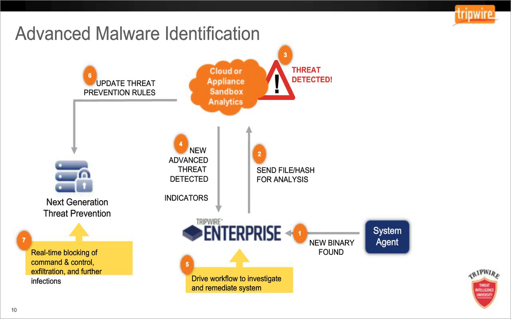At the same time, an updated prevention rule can be created and installed on all of your next generation firewalls to ensure that any future attempts to put this binary through are blocked. Now, as I said, it's a pretty simplistic view, but I think it demonstrates the advantages of connecting intelligence to our controls.